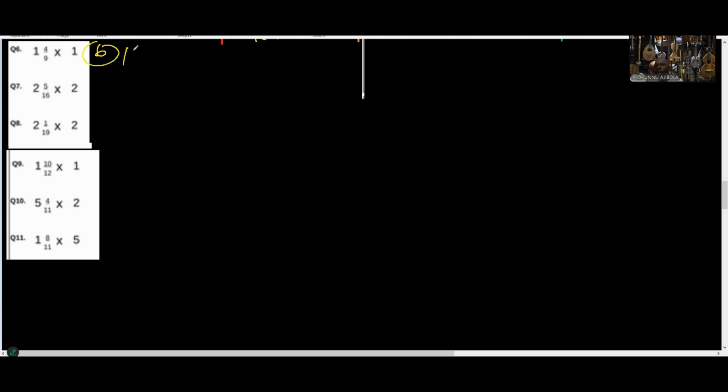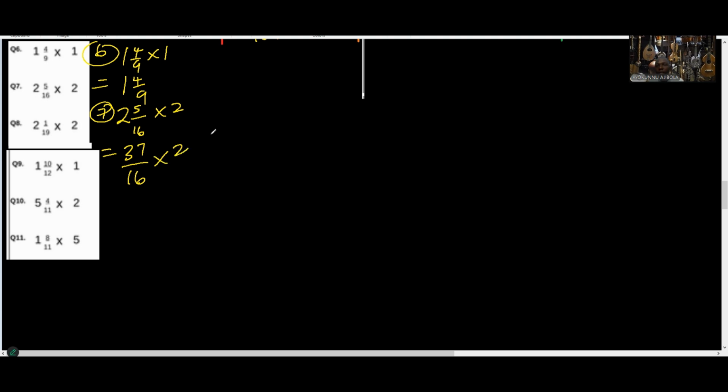So to this one, question 6. We have 1 whole 4 over 9 times 1. The answer does not change. 1 whole 4 over 9. Then number 7, we have 2 whole 5 over 16 times 2. So this is going to be 16 times 2, that is 32. 32 plus 5, that's 37 over 16 times 2.